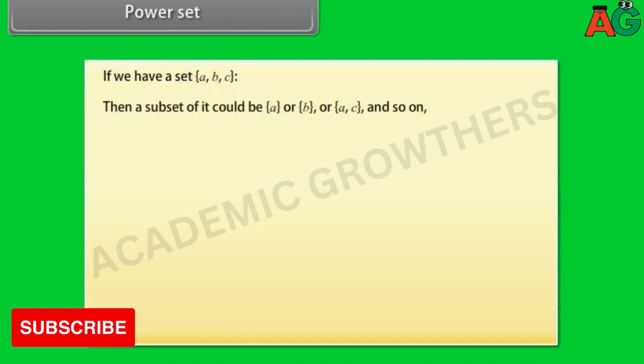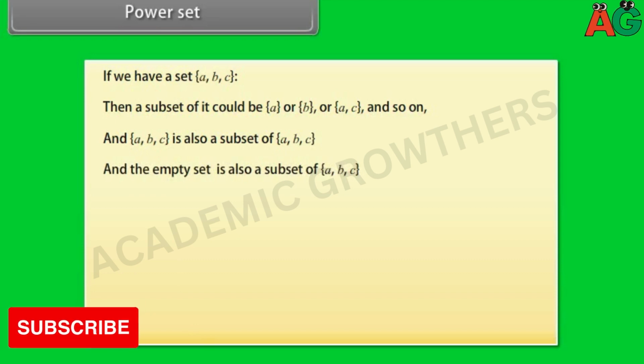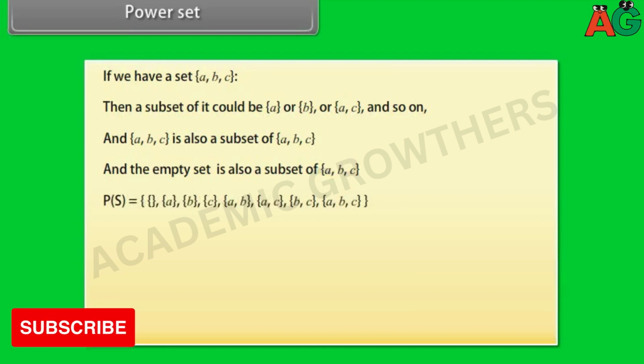Power set. If we have a set {a, b, c}, then a subset of it could be {a} or {b}, or {a, c}, and so on. And {a, b, c} is also a subset of {a, b, c}. And the empty set is also a subset of {a, b, c}. PS is equal to {∅, {a}, {b}, {c}, {a, b}, {a, c}, {b, c}, {a, b, c}}.